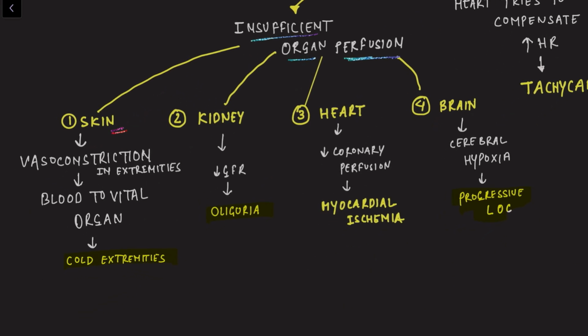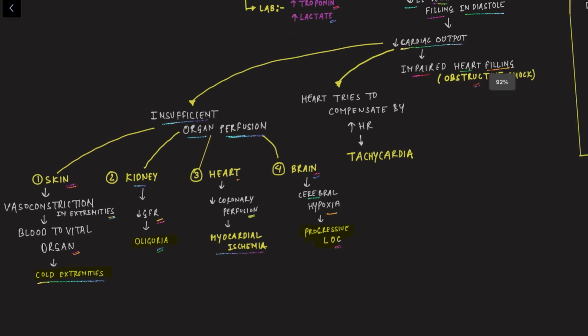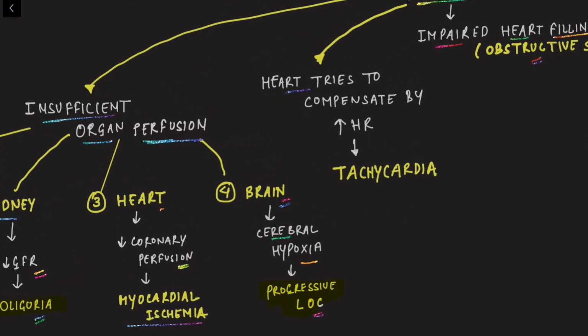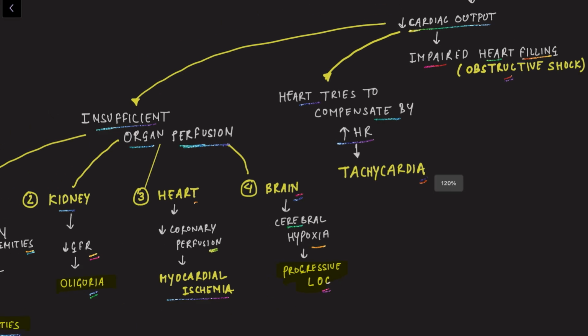In skin, there is vasoconstriction in the extremities as blood is diverted to the vital organs, so the finding is cold extremities. In kidney, decreased GFR causes oliguria. In heart, decreased coronary artery perfusion causes myocardial ischemia. In brain, cerebral hypoxia causes progressive loss of consciousness. The heart tries to compensate by increasing heart rate, so there is also tachycardia.